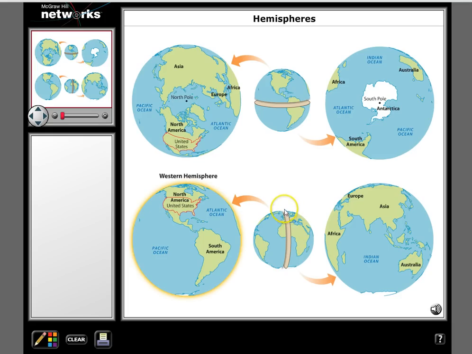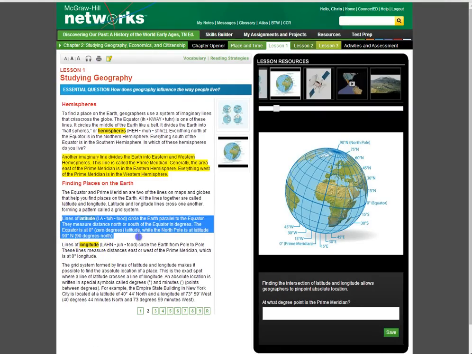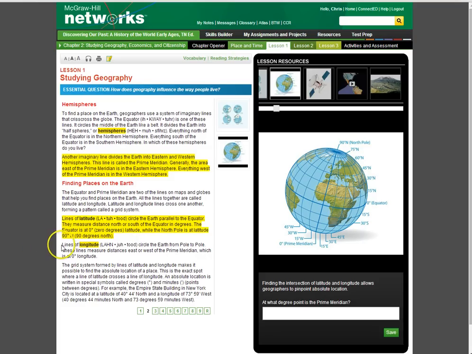As you can see, it comes through Europe and Africa and Asia. Most of Africa and Australia are in the eastern hemisphere. North America and South America are completely in the western hemisphere. The text also talks about lines of latitude. You can see right here. And also lines of longitude. We'll be using those two a little bit later on at the end of this flipped lesson.